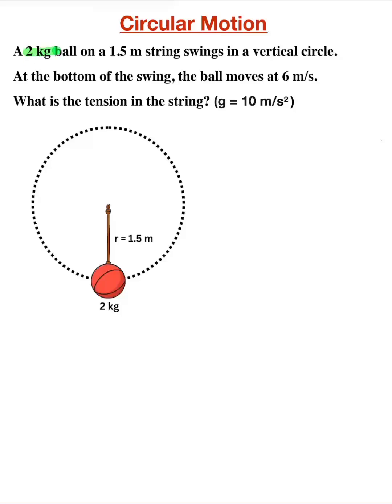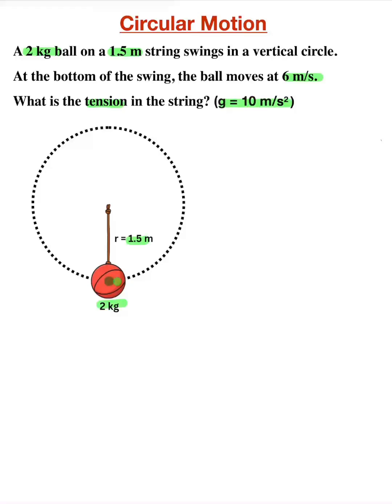A 2-kilogram ball on a 1.5 meter string swings in a vertical circle. At the bottom of the swing, the ball moves at a velocity of 6 meters per second. What is the tension in the string? Take acceleration due to gravity to be 10 meters per second squared.